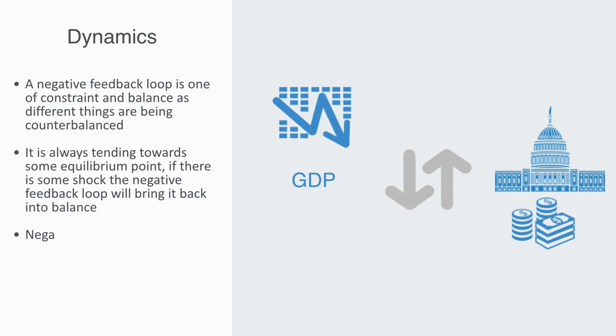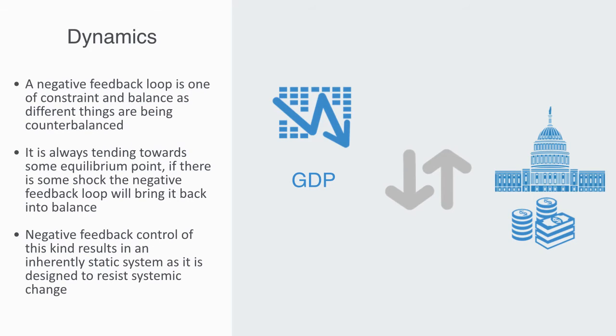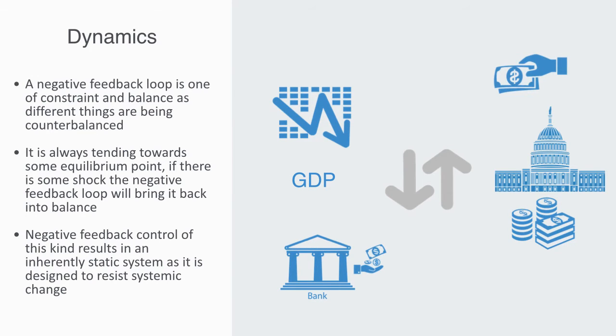Negative feedback control of this kind results in an inherently static system, as it is designed to resist systemic change. Stimulus packages and bank bailouts during financial crises are another example. They are using the control system of the government to try and bring the economy back into its previous equilibrium.